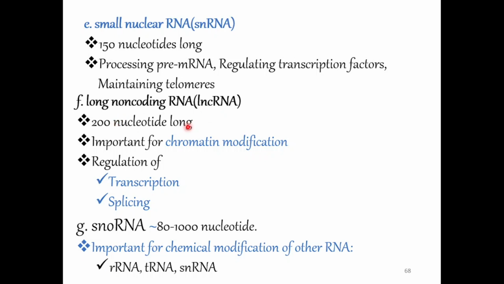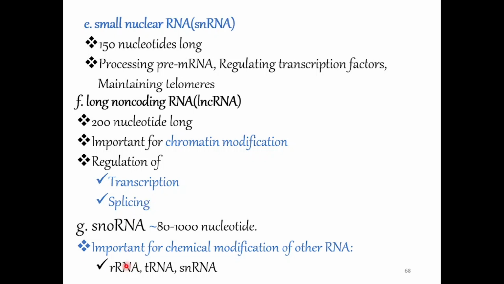It is very important in chromatin modifications, again the regulation of transcription, and splicing. When I say splicing, it is removal of introns and connection of exons. Introns are non-coding regions. They code for nothing, so they should be removed. That is what you call silencing. In such a process, this long non-coding RNA is very, very important.